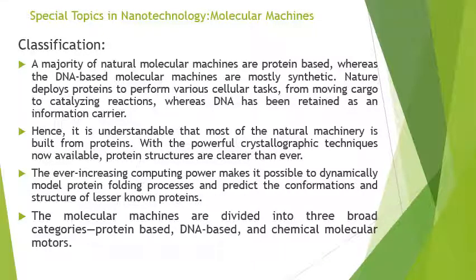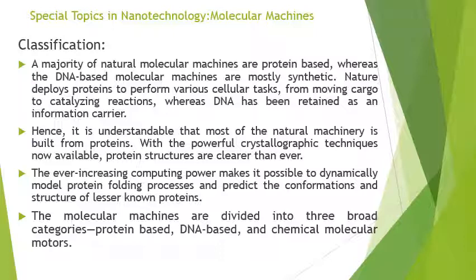Now classification. A majority of natural molecular machines are protein based, whereas the DNA based molecular machines are mostly synthetic. Nature deploys proteins to perform various cellular tasks, from moving cargo to catalyzing reactions, whereas DNA has been retained as an information carrier. We know that. Hence, it is understandable that most of the natural machinery is built from proteins.